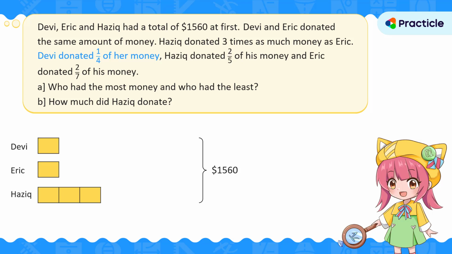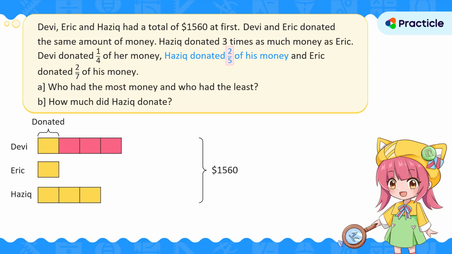Devi donated 1/4 of her money. What does the fraction 1/4 tell us? This tells us that Devi donated 1 part out of 4 equal parts of her total amount of money. Let's draw another 3 of these parts. Devi donated 1 part out of 4 parts. Great!